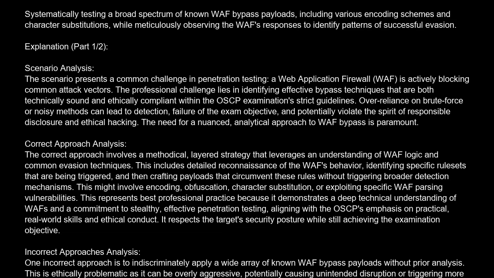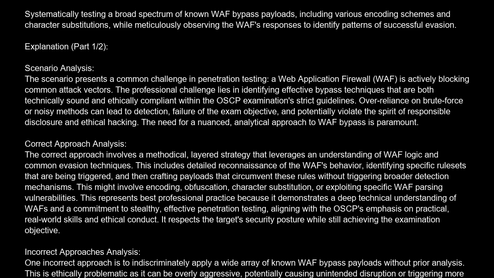The correct answer is B. Systematically testing a broad spectrum of known WAF bypass payloads, including various encoding schemes and character substitutions, while meticulously observing the WAF's responses to identify patterns of successful evasion.